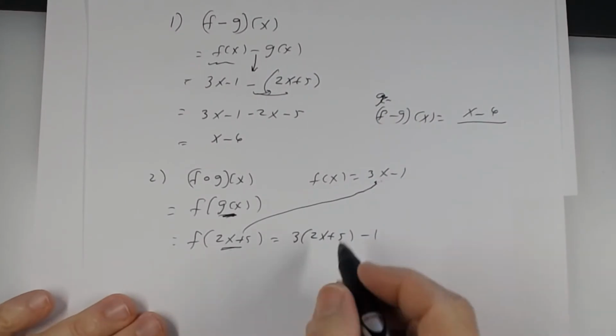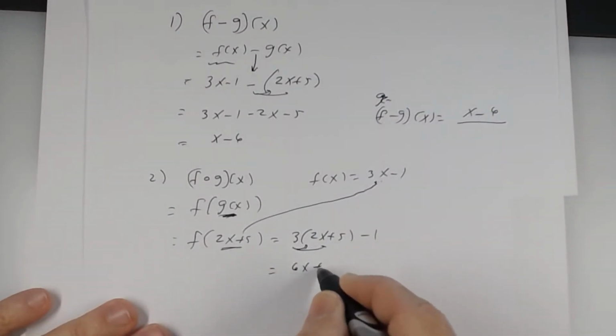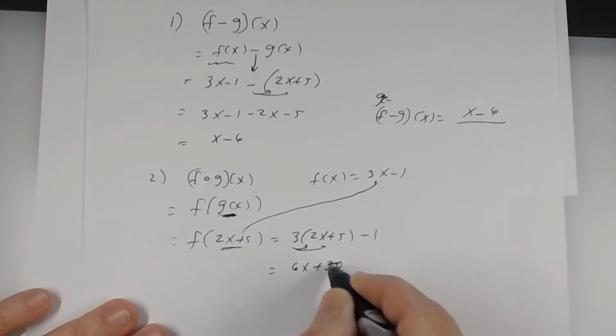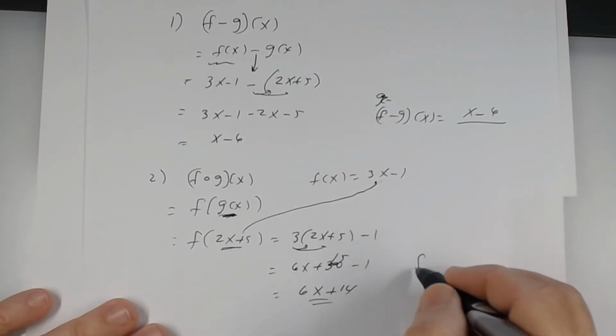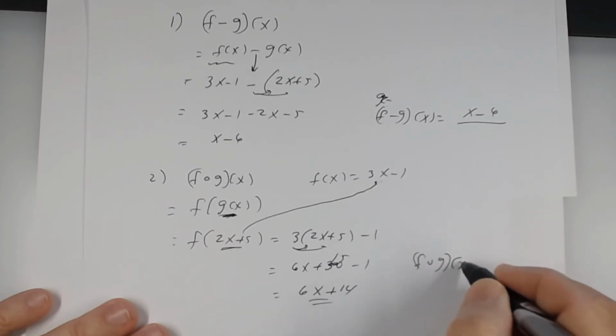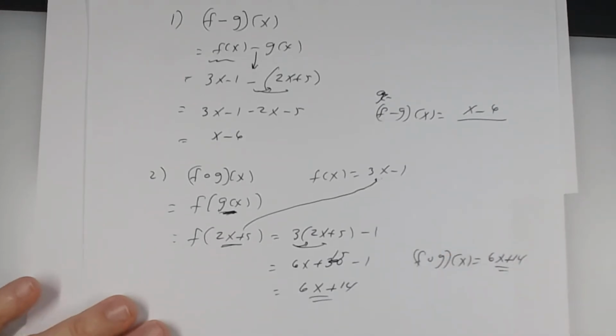What's the next step? Distribute. So it becomes 6x plus 30. I'm sorry, 15 minus 1. So what's the answer? 6x plus 14. So f composed with g at x is 6x plus 14. That will be the answer.